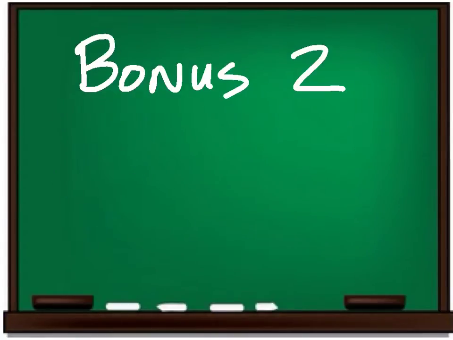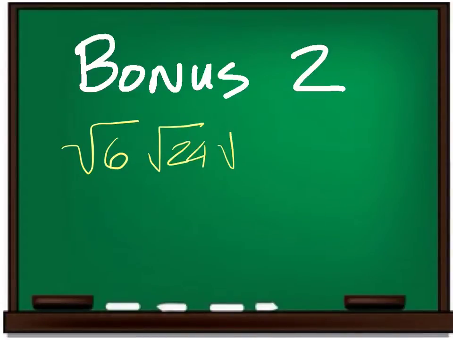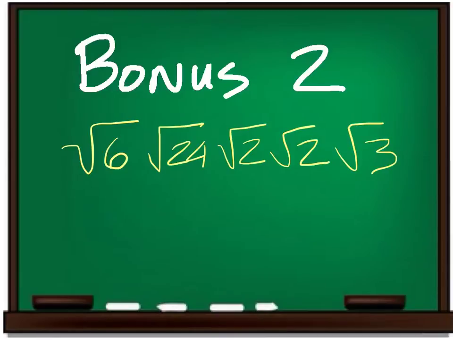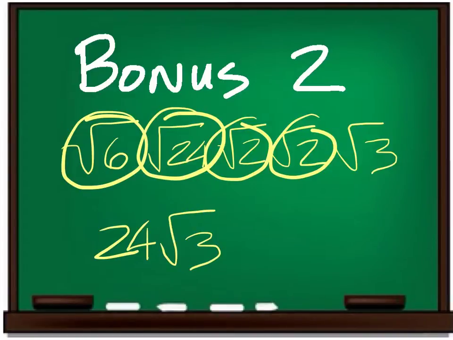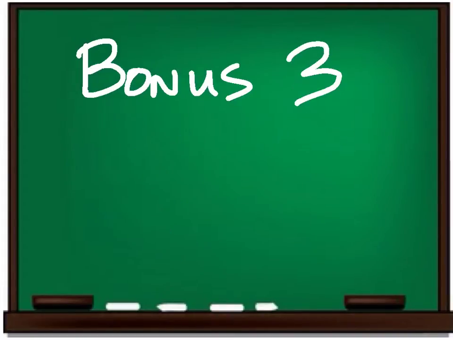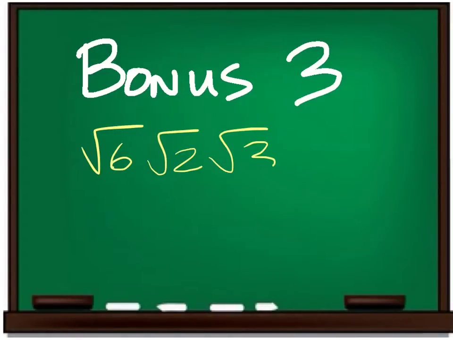Here's another bonus. On this, you can multiply this, this, and this against this and come up with 24 and just be left with square root of 3 beside it. Here's another bonus. Answer on the bonus is 6.